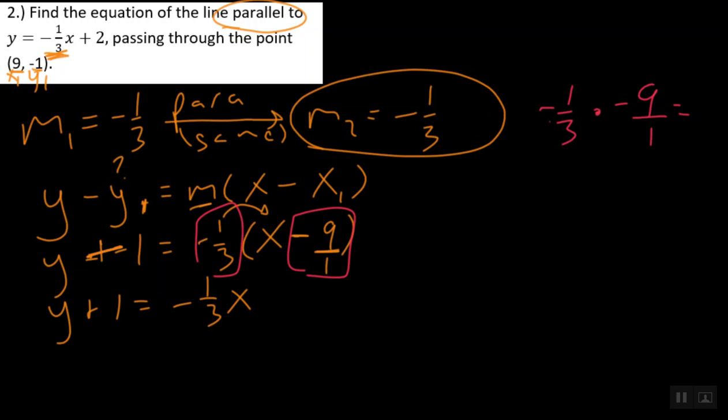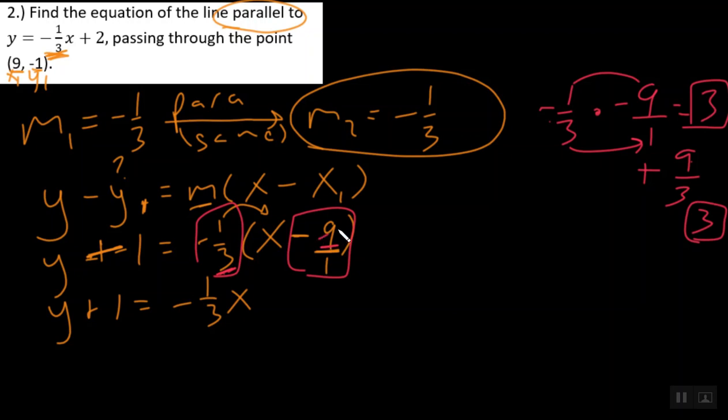A negative times a negative is a positive. 1 times 9 is 9, and 3 times 1 is 3. And of course, 9 divided by 3 is 3. Alright, so those two things multiply together to become 3. However, let's take a look over here. Can 9 be divided by the same number as 3? Yeah, they can both be divided by 3.